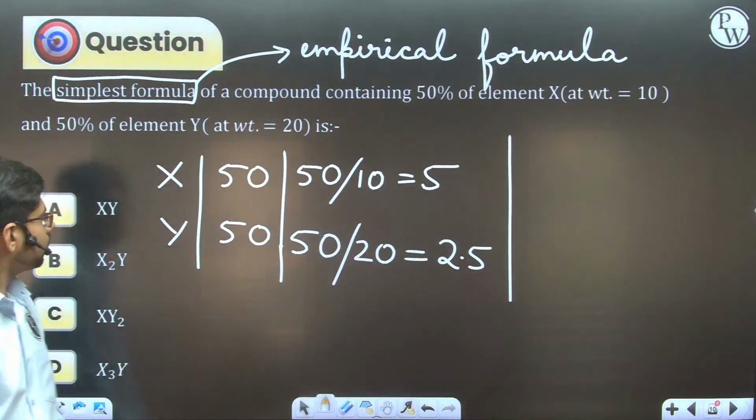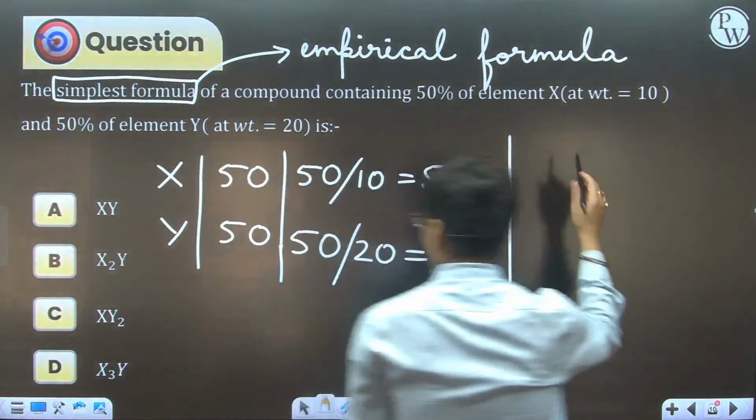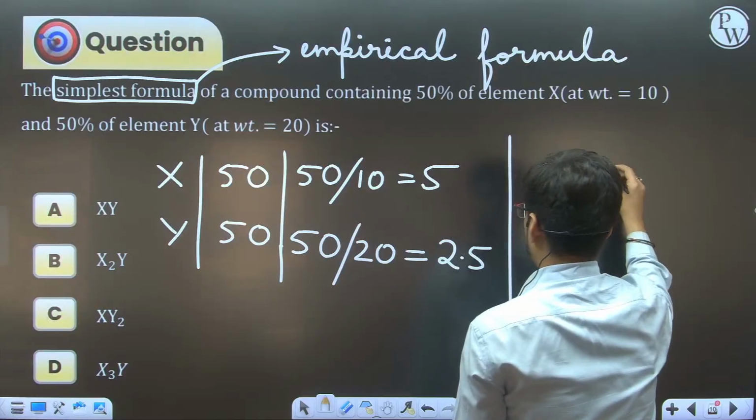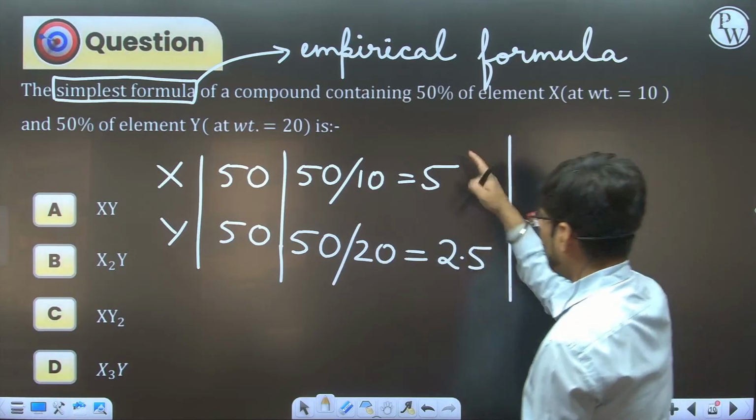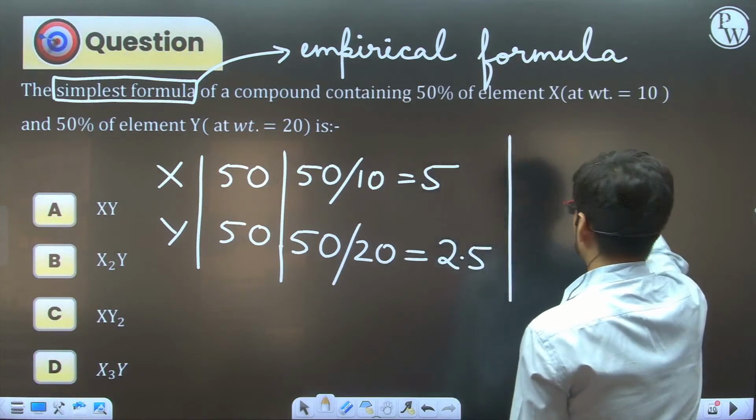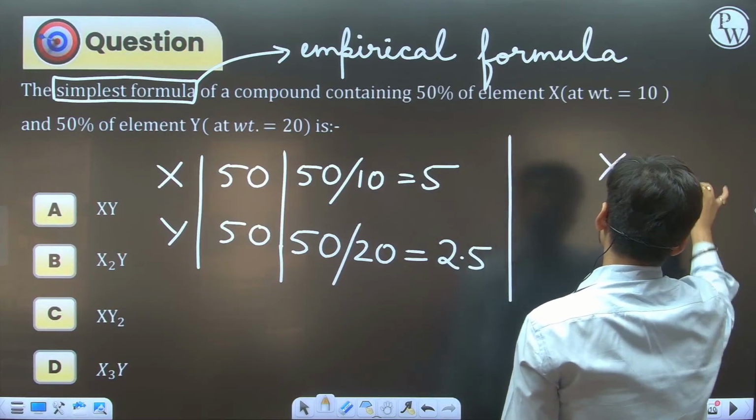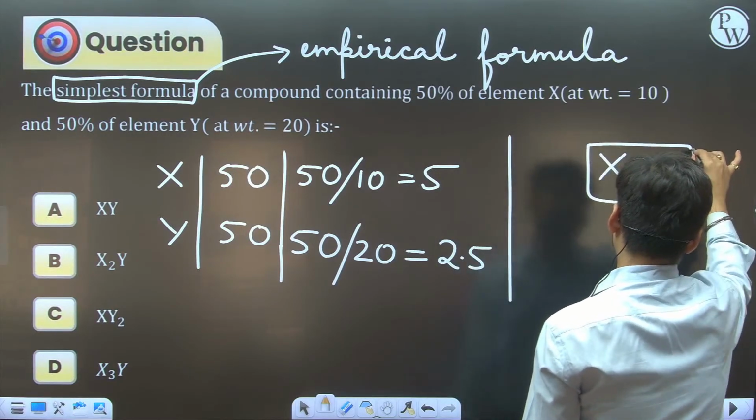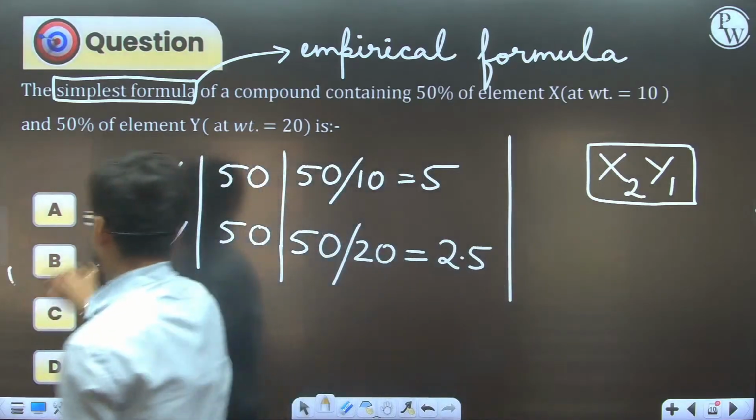Right? Which means if I take the simplest ratio, it is 5 is to 2.5. 5 is to 2.5 is 2 is to 1. So this is the correct empirical formula. B is the correct answer.